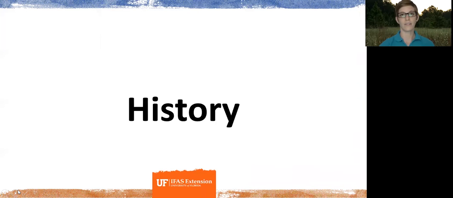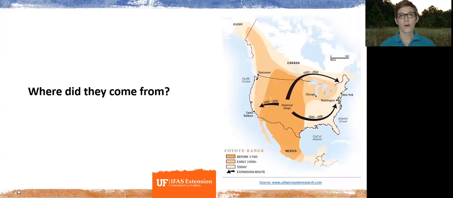So we're going to jump right in with history. Where did coyotes come from? Because they haven't always been here in Florida. If you look at the map on your screen, you can see the darker the orange is, the more historical the range, mostly out west, in the central and western portion of the United States. Then they slowly began their expansion further west, into the north and to the northeast. And most recently, the lighter color, they made their way all the way to the eastern part of the United States and south, eventually making their way into Florida.